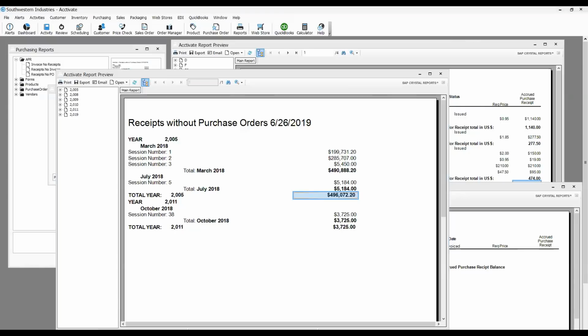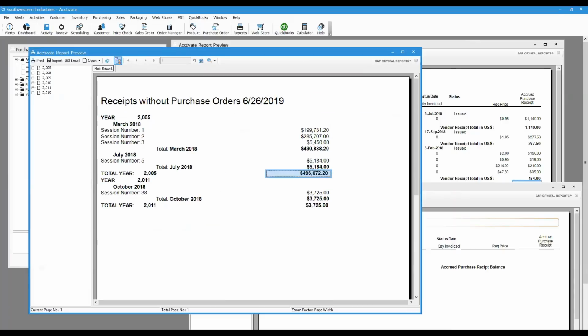Okay, so let's see what else. So that, Anna, that is the report that gives you the value of the accrued purchase receipts.